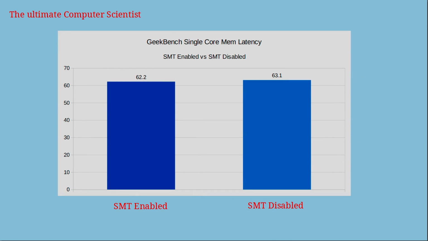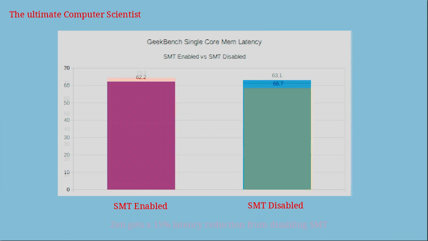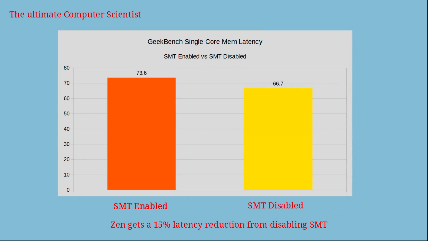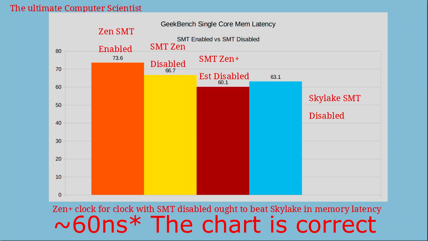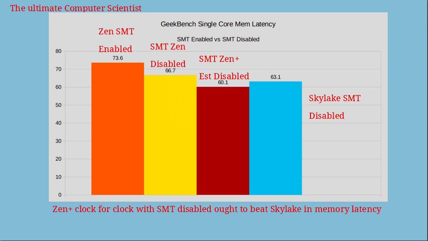For Intel, SMT on or off doesn't have any effect on memory access times. However, really interestingly, disabling SMT for Zen CPUs nets an absolutely huge latency improvement. With SMT, the memory latency was 73.6 nanoseconds, whereas without, the latency was 66.7 nanoseconds. That's about on par with Intel, and Zen Plus would be even better. Applying the theoretical 11% latency improvement to Zen Plus would theoretically lead to a memory latency of 56.2 nanoseconds, far ahead of Intel at this point.